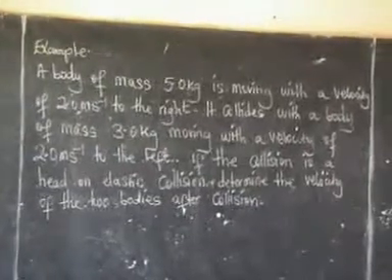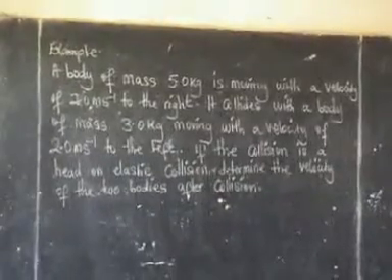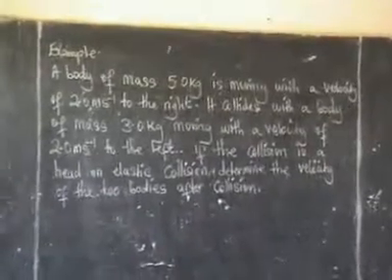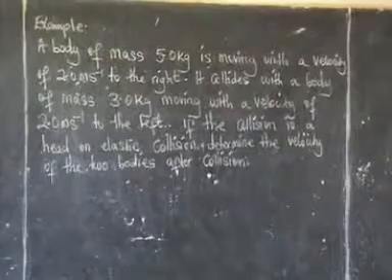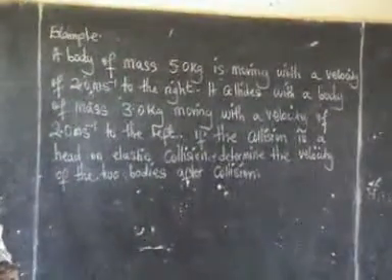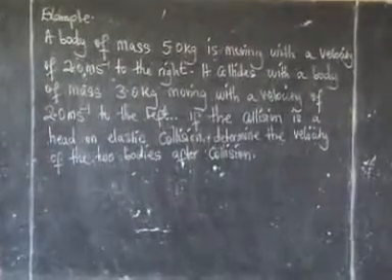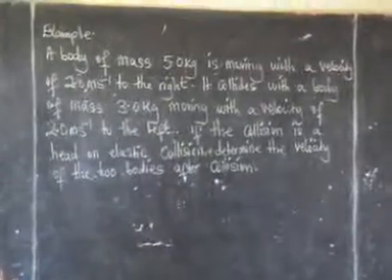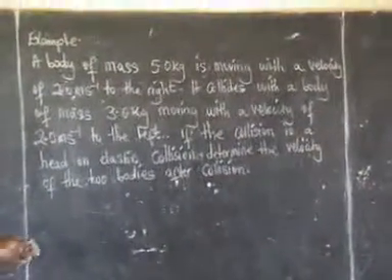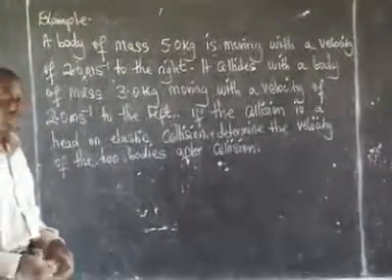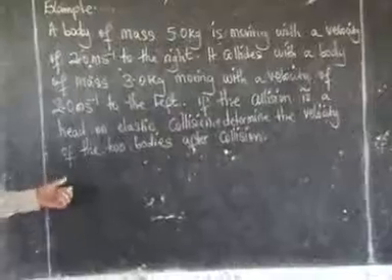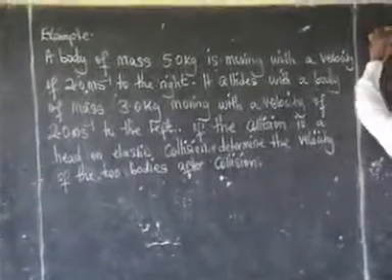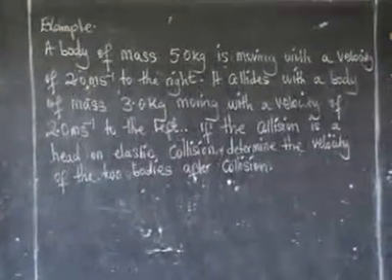A body of mass 5 kilograms is moving with the velocity of 2.0 meters per second to the right. It collides with a body of mass 3 kilograms moving with a velocity of 2.0 meters per second to the left. If the collision is a head-on elastic collision, determine the velocity of the two bodies after collision. So if you are given such a challenge, sketching it will just ease your working.